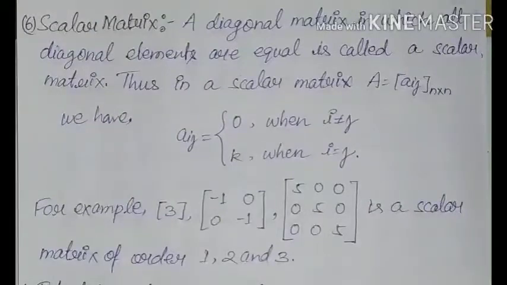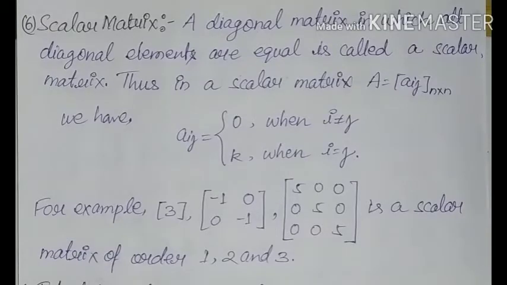Next one is number 6, the scalar matrix. A diagonal matrix in which all diagonal elements are equal is called a scalar matrix. Thus in a scalar matrix, A equals Aij, n cross n, we have Aij equals 0 when i is not equal to j and k when i equals j.